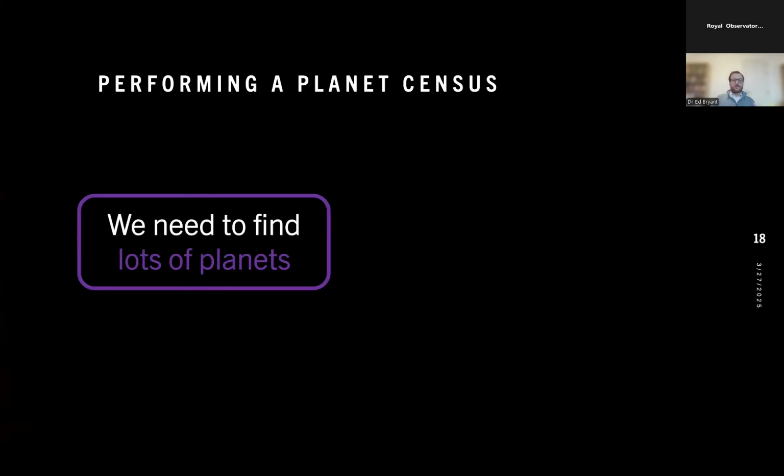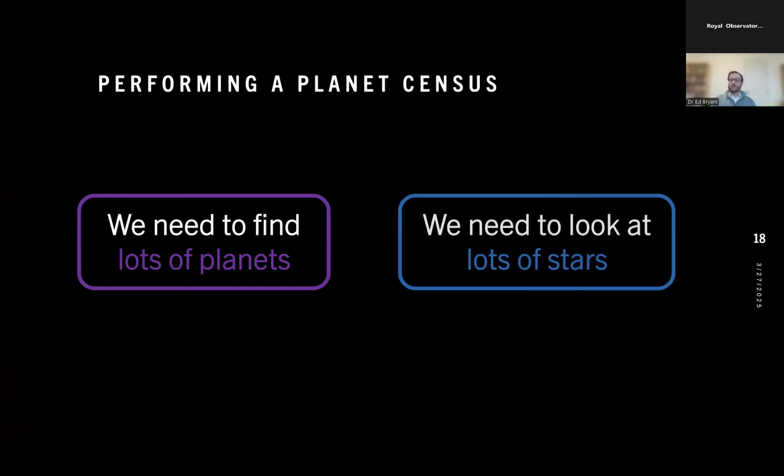But as I mentioned, we expect these planets to be very rare. And also, due to the fact that we need transits in order to find them, we need to look at lots and lots and lots of stars in order to find the planets we need. And so we need somewhere where we can get a huge amount of stars. And we get these stars from the TESS mission that I mentioned earlier.